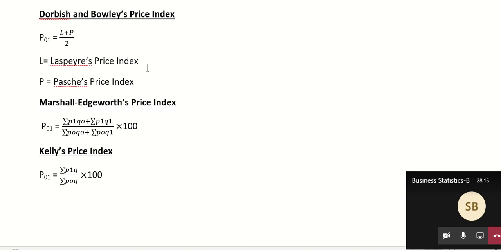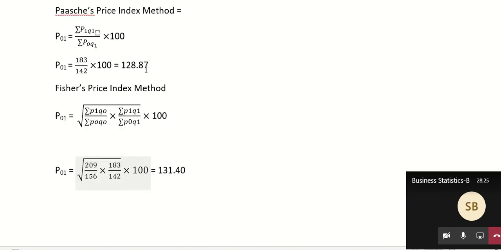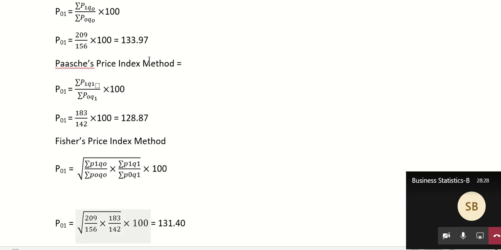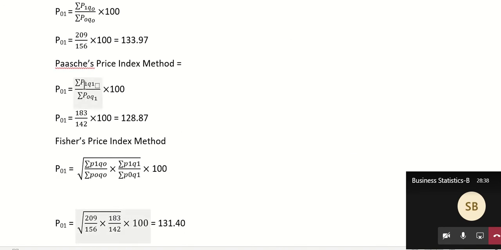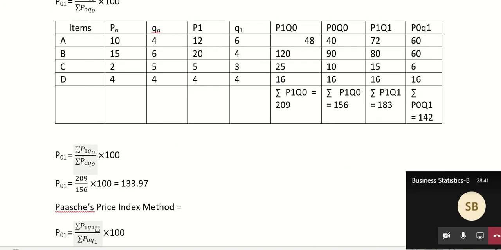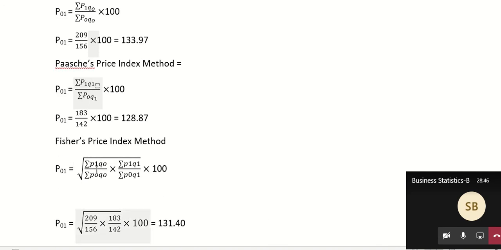In Drobisch and Bowley, there is no separate formula, and you just have to use Laspeyres and Paasche price index. So here you can see that in last class we did these two formulas. In Laspeyres, the formula is this: P1 Q0 divided by P0 Q0 into 100. And for Paasche, the formula is P1 Q1 divided by P0 Q1 into 100. So this is Paasche's formula.